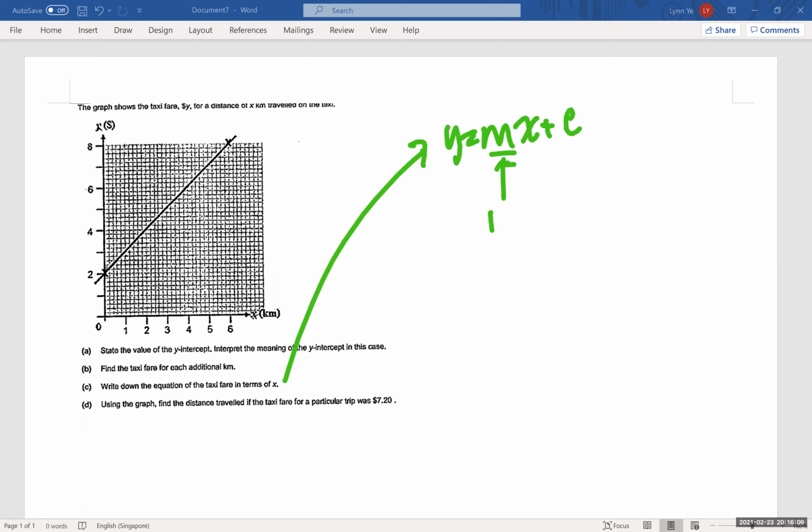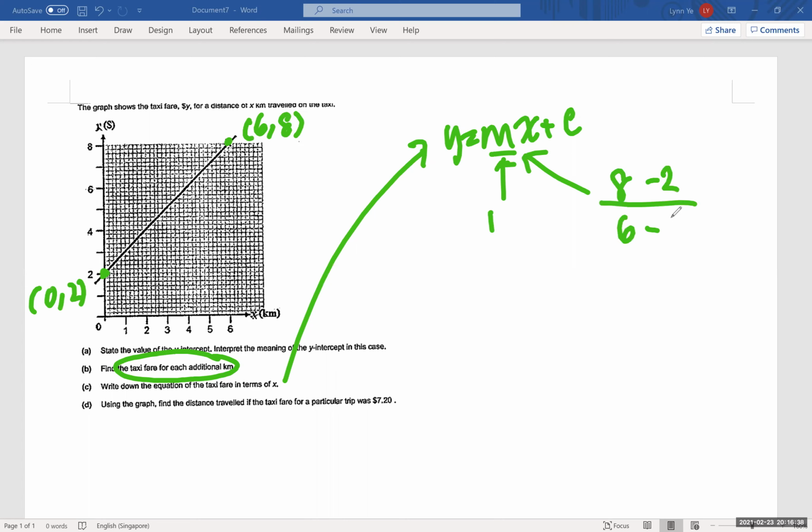If you do not believe, you can actually check it, because just now, remember, I told you that the taxi fare for each additional km, meaning per km, is referring to the gradient. But if you want to double confirm, you can always do it. You take these two coordinates right here. So this is a coordinate of (0, 2), and this is a coordinate of (6, 8). If you want to find the gradient, it is actually 8 minus 2 over 6 minus 0. That means that is 6 over 6, which is a value of 1. So this is the gradient of 1, right? So it matches with the answer just now.